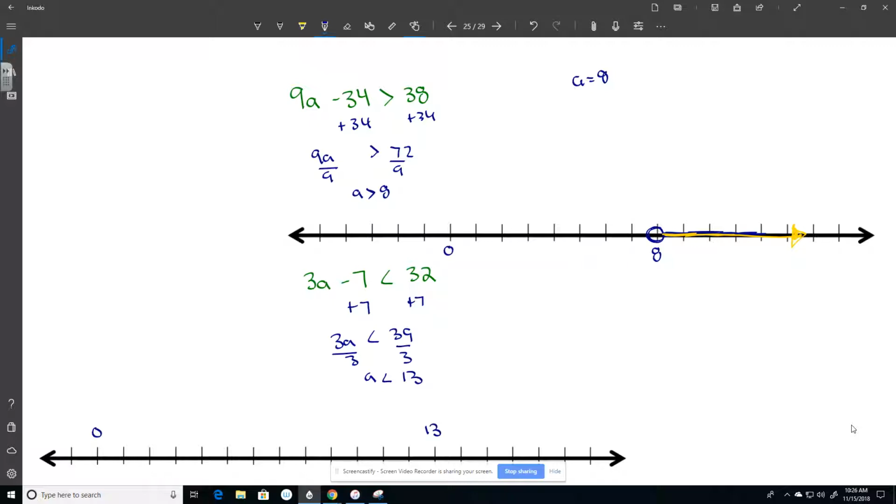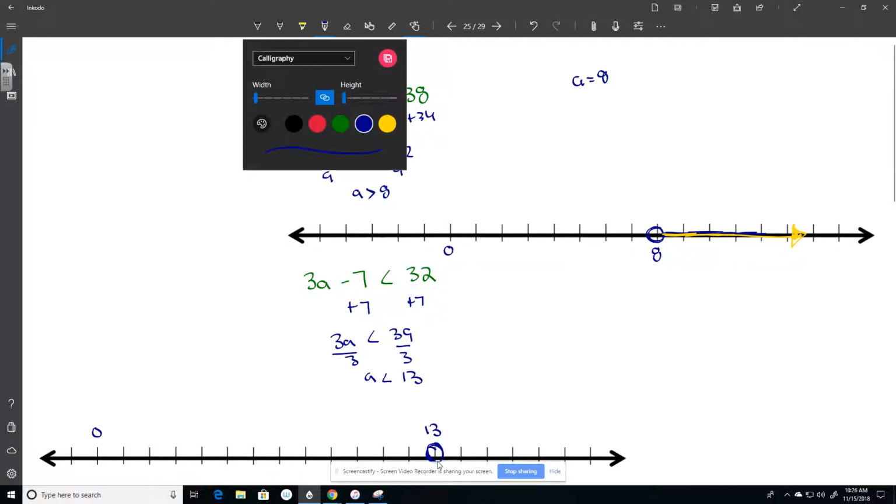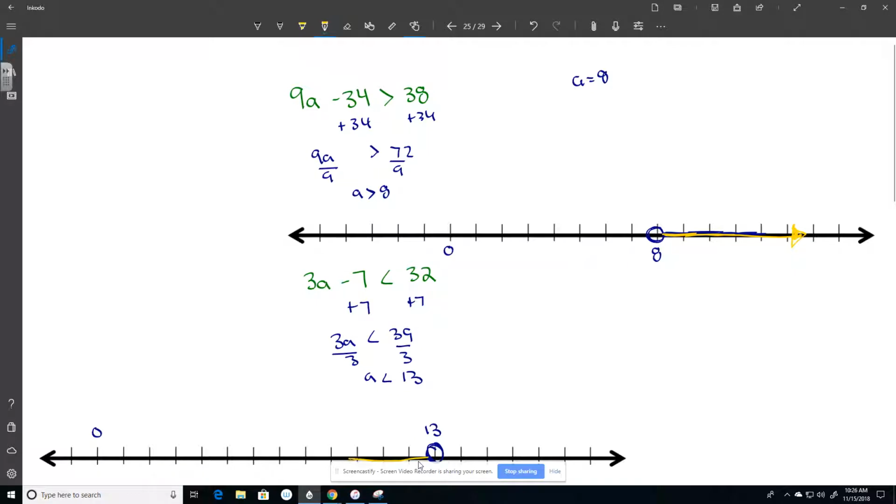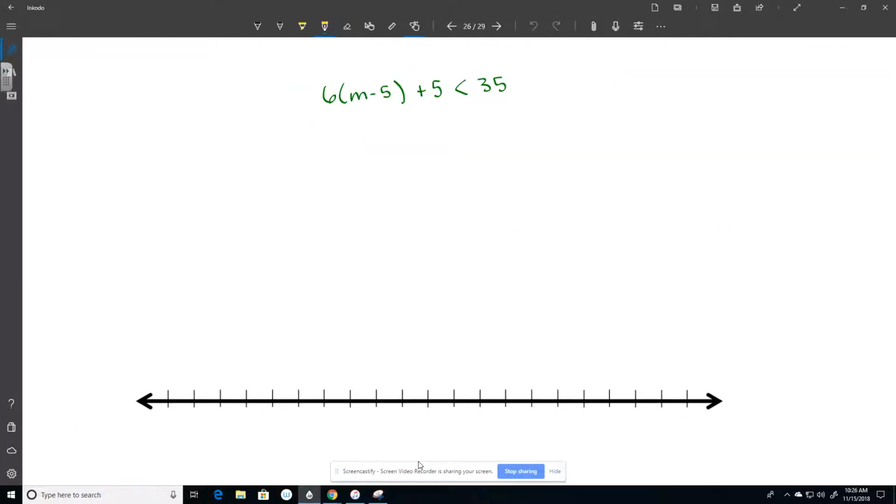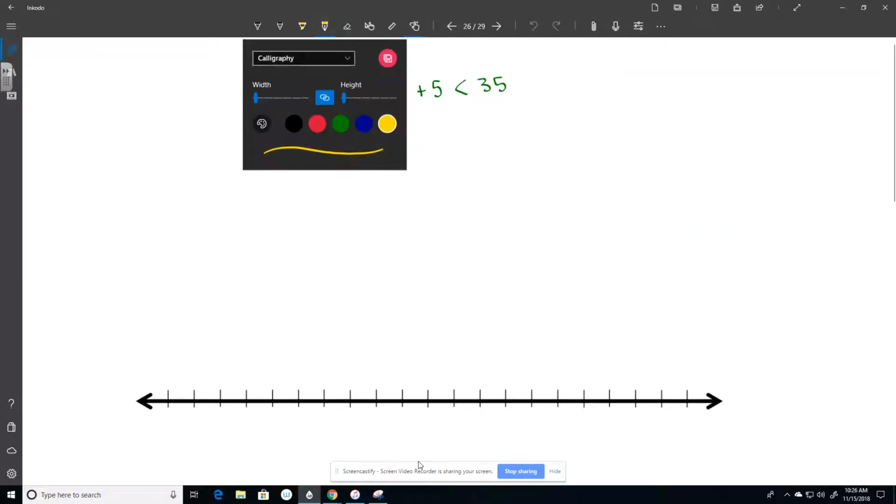Again, it's an open circle because we're not including 13. So it's an open circle, and this time my arrow's pointed to the left because a is all the numbers that are less than 13. So it can be 12, 11, 10, 9, 8, all the way down to 0, even my negative numbers. All right. Couple more examples, and then I'm going to just give you some time to practice.